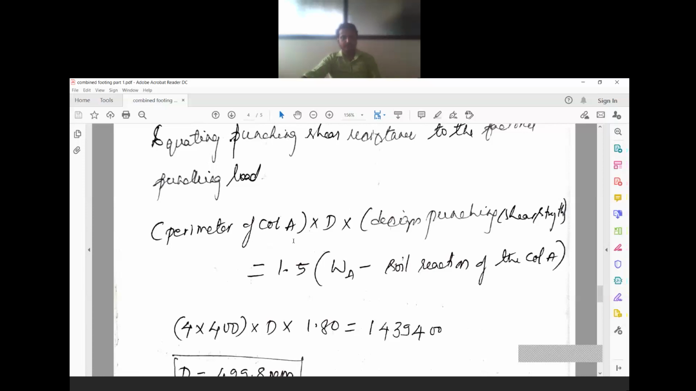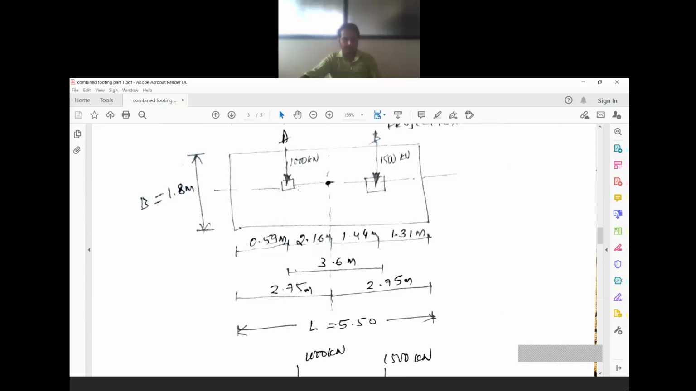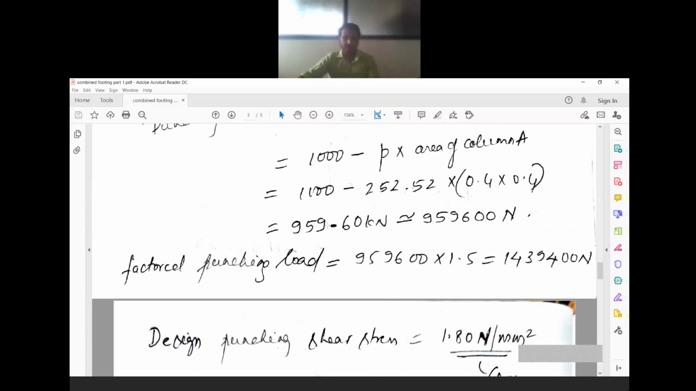What is the perimeter? Perimeter means circumferential, that is the outside dimension. See here, this is 400 by 400 mm, that is 0.4 by 0.4, the dimension of the column A. Perimeter means from here to here 0.4, from here to here 0.4, from here to here 0.4, from here to here 0.4. So 0.4 into 4 sides is the perimeter of the column A. If you hold a tape around a column and measure, whatever length you get, that is the perimeter of the column. So how much is the perimeter of the column?